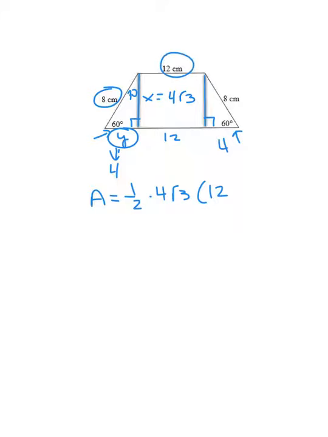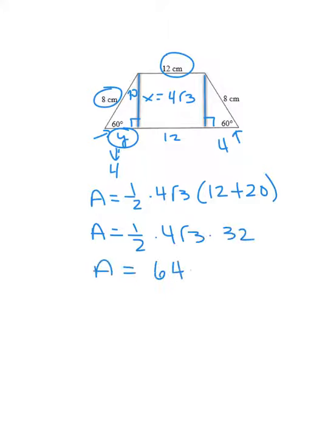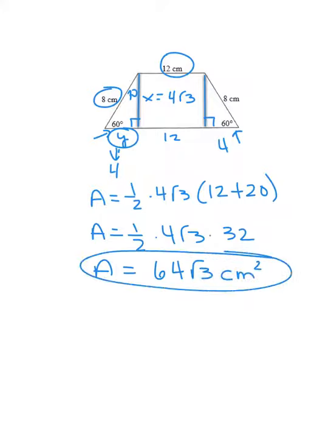And my other base gives me 4 plus 12 plus 4, which gives me 20. So I have the area is equal to 1/2 times 4 root 3 times 32. When I simplify that, my area is 64 root 3 centimeters squared. When I find my median, I add my bases, which are 12 plus 20, divide by 2, so my median is 16 centimeters.